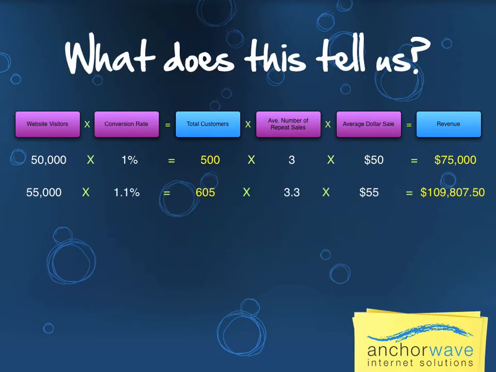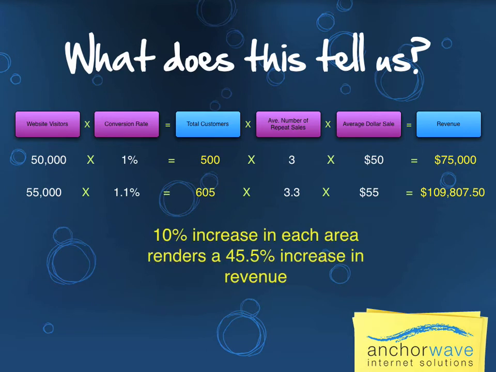So what does this tell us? That a 10% increase in each area renders much more than a 10% increase in the total revenue. It actually is 45.5%. So pretty amazing. Now, some of you might be thinking, can I realistically expect to increase each of these areas by 10%? And I believe it's possible, but it's going to take a lot of work.